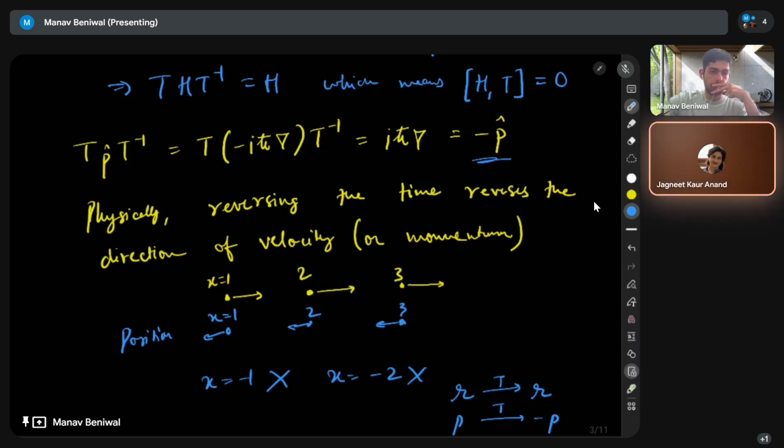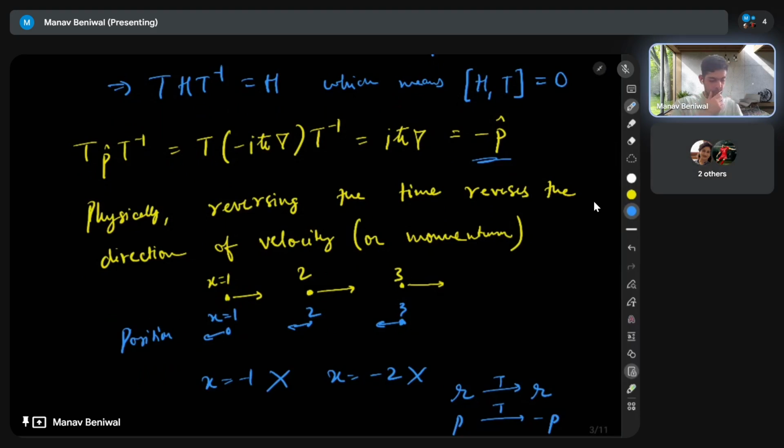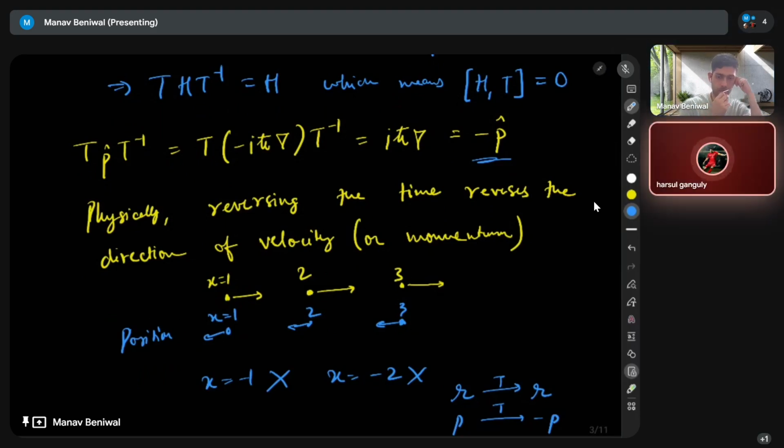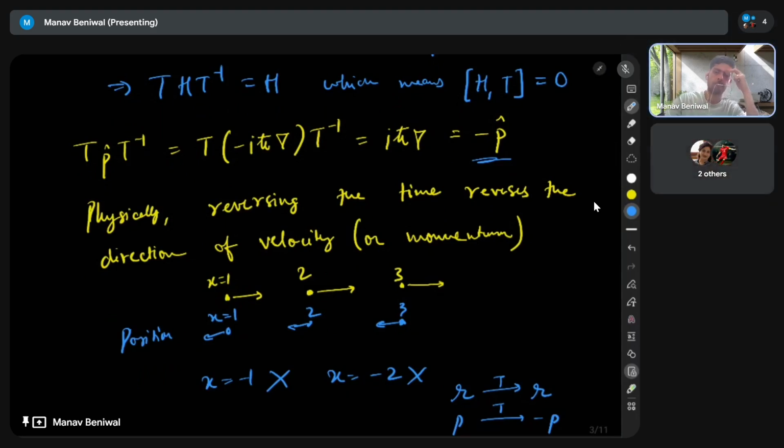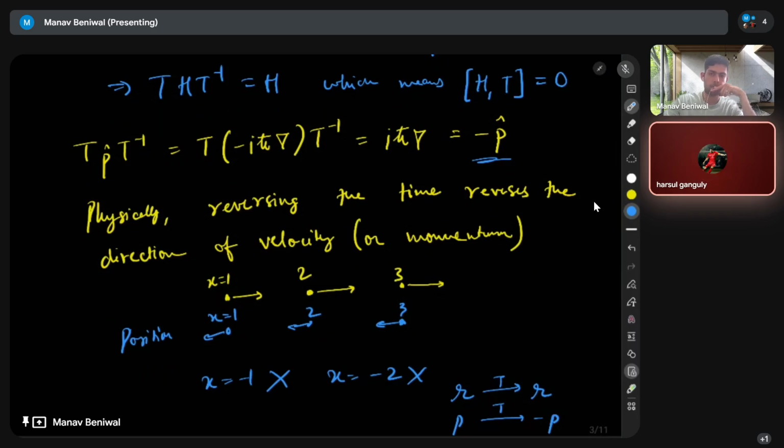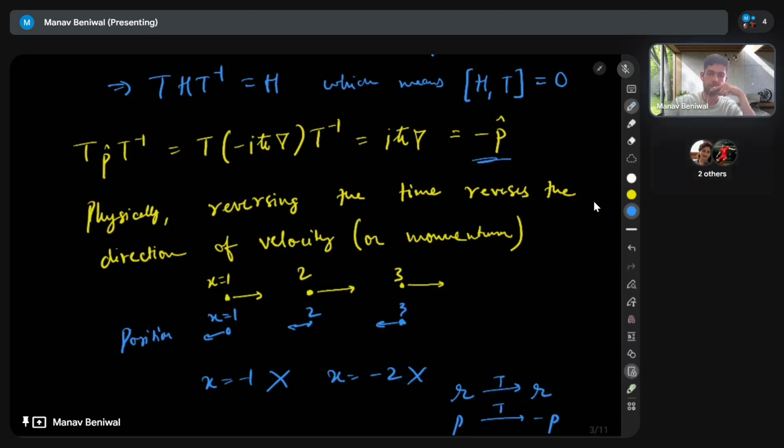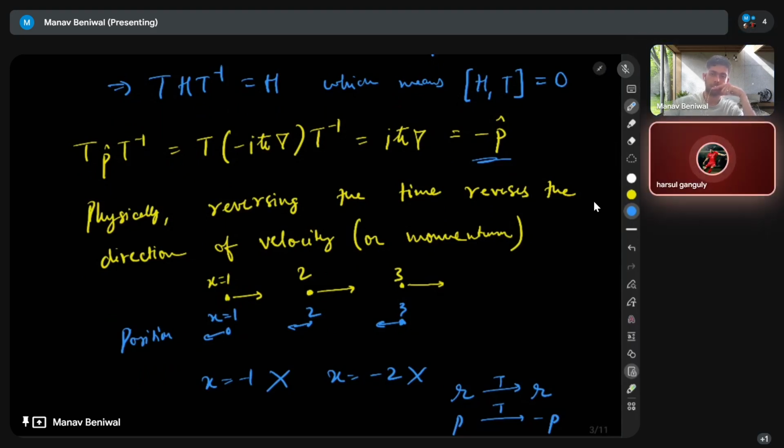Yeah. Sir, but you told us the time reversal operator times psi equals psi star, and we are doing that for T P equal to minus P. But what's the T inverse term doing over there?